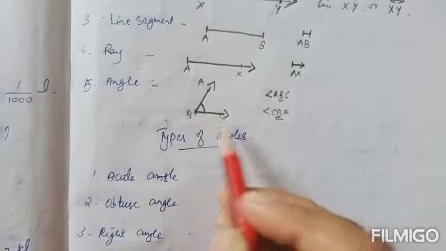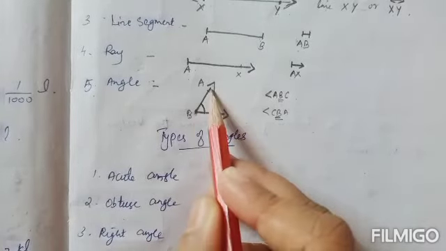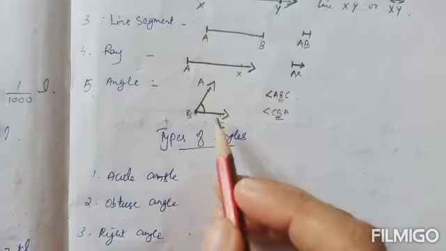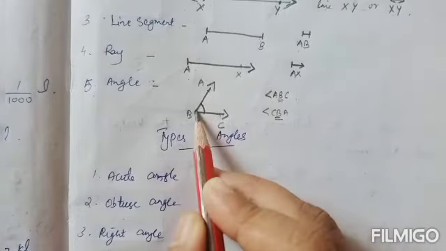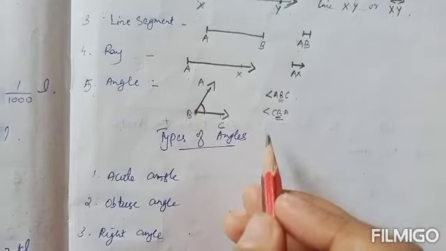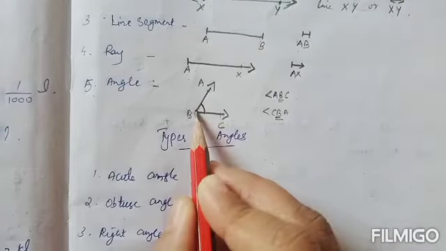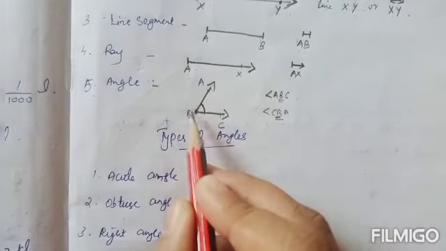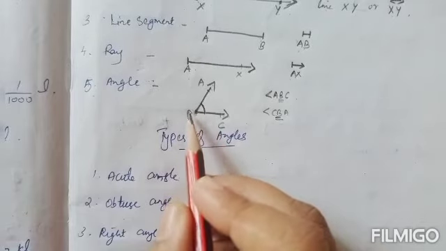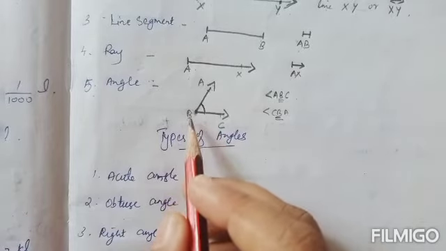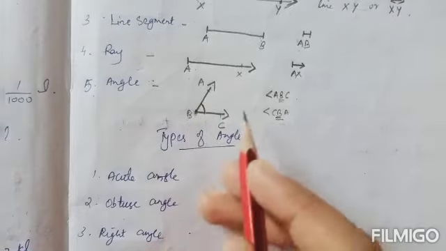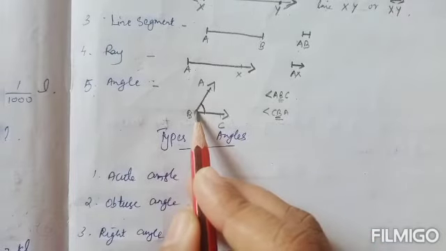Here these two rays, ray BA and ray BC, are called arms of the angle. These two rays form this angle, that's why BA and BC are called arms of the angle. And this common point at which these two rays meet is called the common vertex of the angle. B is the common vertex of the angle. In this angle, ray BA and ray BC are arms of the angle, and B is the common vertex.